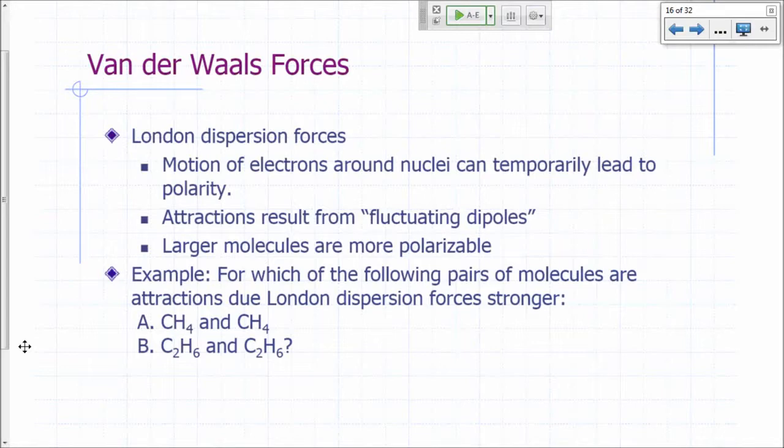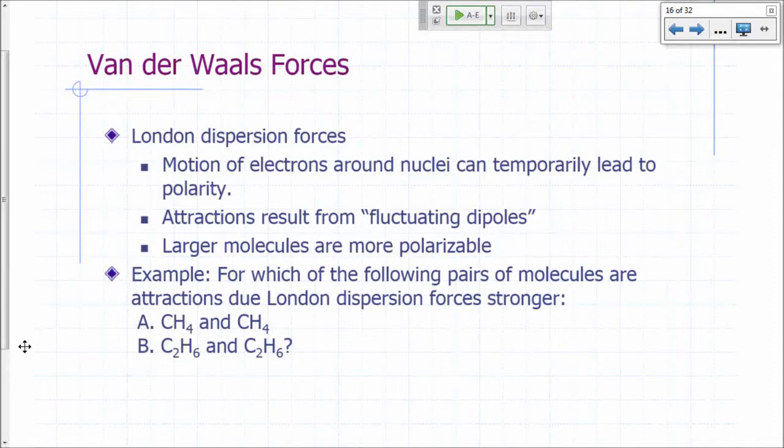But because they're always moving, at any particular instant, it's very likely that you can have what's called temporary or momentary polarization. If you were to take a snapshot of your molecule at any one particular instant, you might find there's a higher concentration of electrons on one end of the molecule versus another. Because of this temporary polarity, your molecule has what we would call fluctuating dipoles. They're not like polar molecules, where you have a permanent dipole.